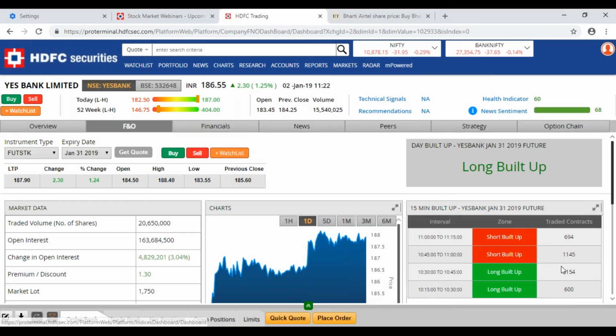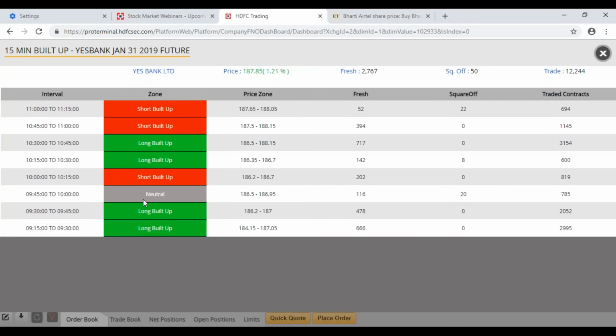So you click on this, maximize it. You can see since 9:15 onwards long build up has been created, then it was neutral, then short build up, then again long build up, and now short build up, and the price zone, number of contracts, number of squared off contracts, and the total traded contracts. So all these details are available out here.